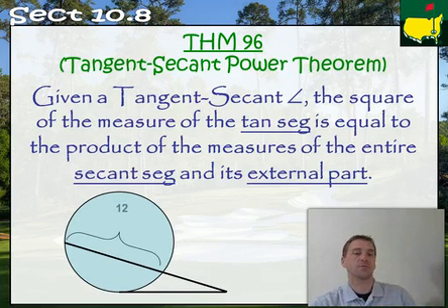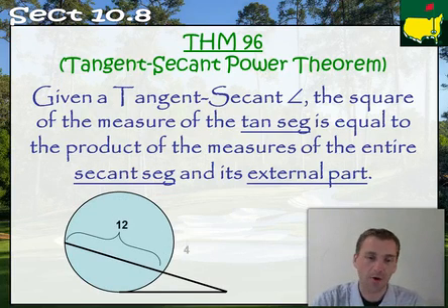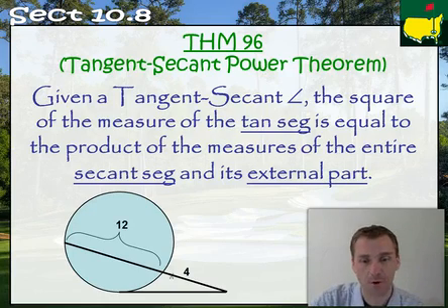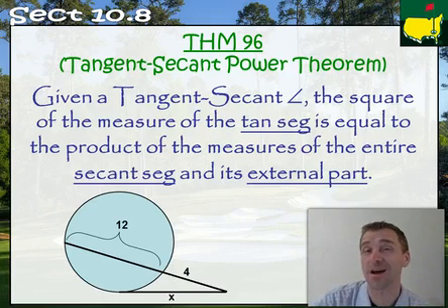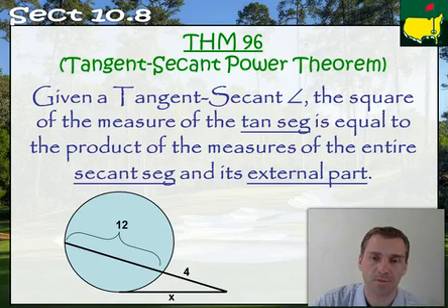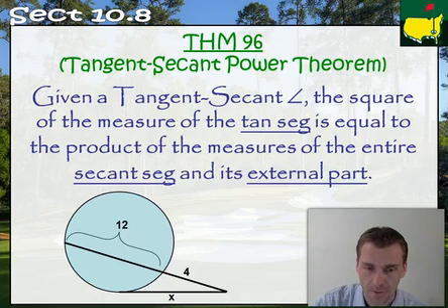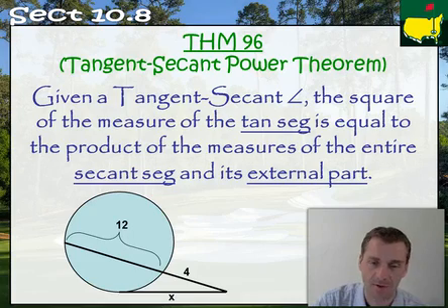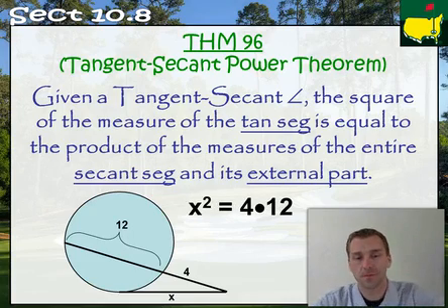So if I gave you a simple question like this, where this chord is 12, the external part is 4, and I was asking you to find the tangent segment. Some of you might look at this and say, oh, okay, well, if I read this again, tangent segment is equal to the square of the measures of the tangent segment, that's this, equaling the product of the measures of the entire secant segment and external part. Some of you might say, well, there it is.